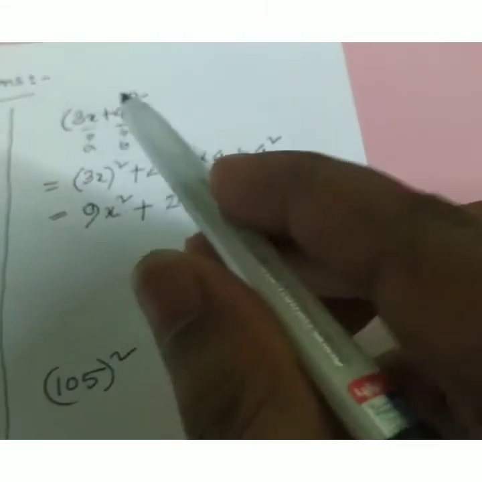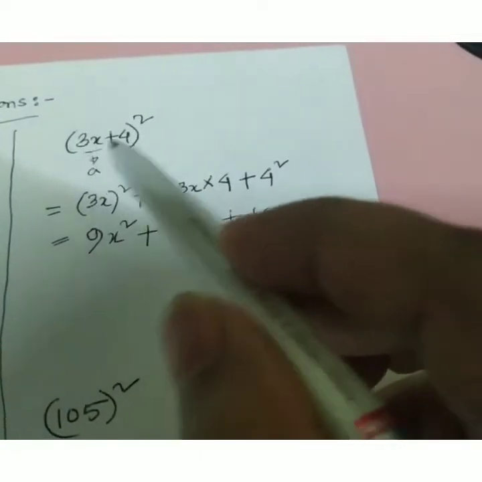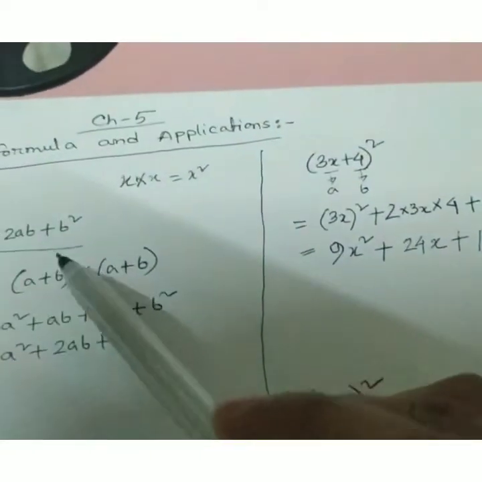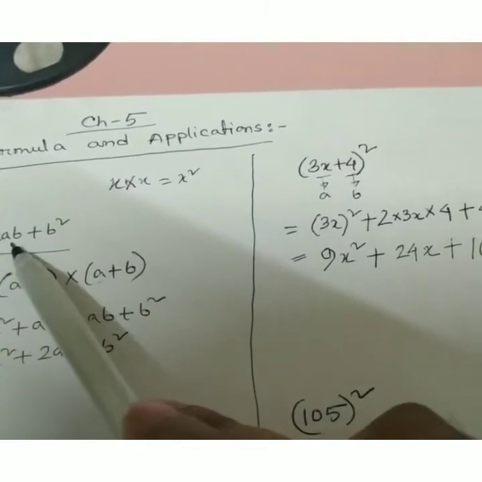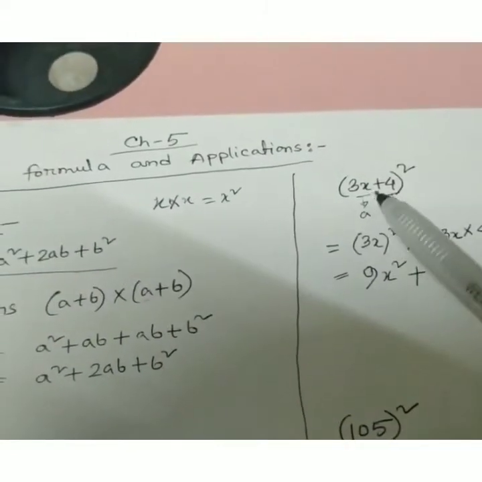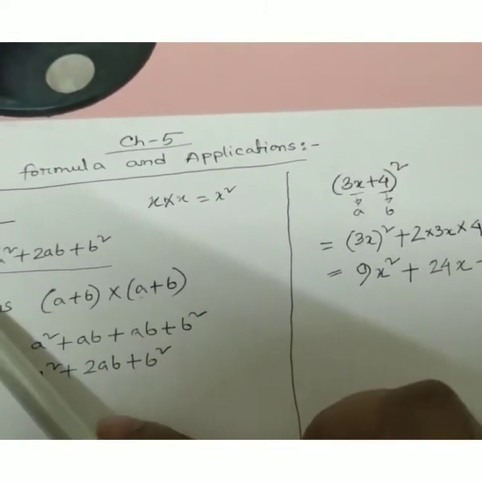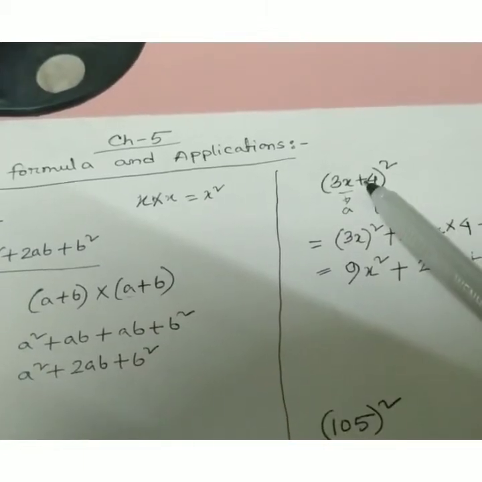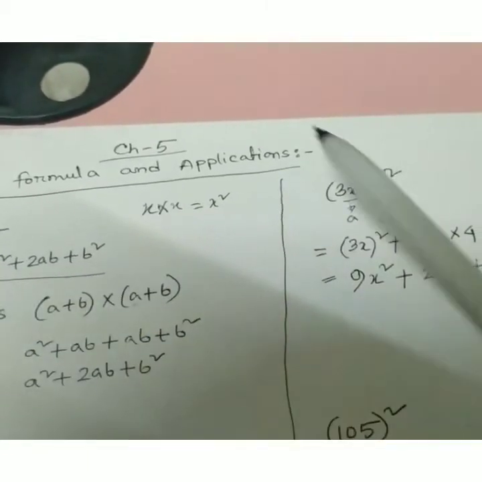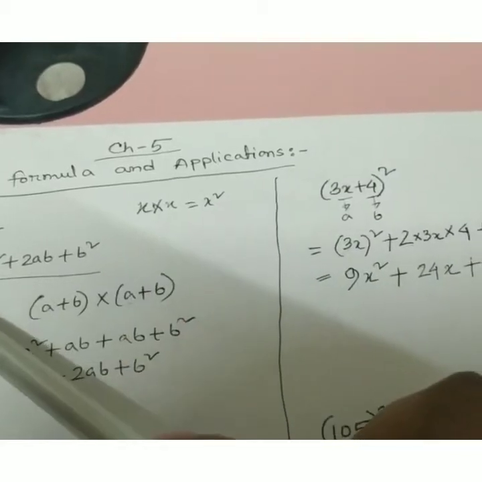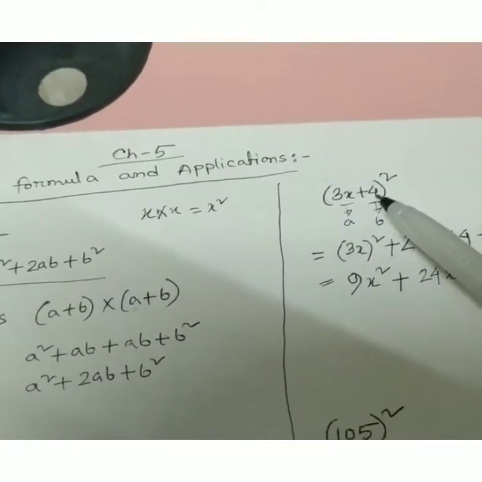So if we are trying to find the square of 3x plus 4, we can just use this formula, a square plus 2ab plus b square. We always need to check the sign. Here there is plus, here also there is plus. So instead of a, we are considering 3x, instead of b, we are considering 4.